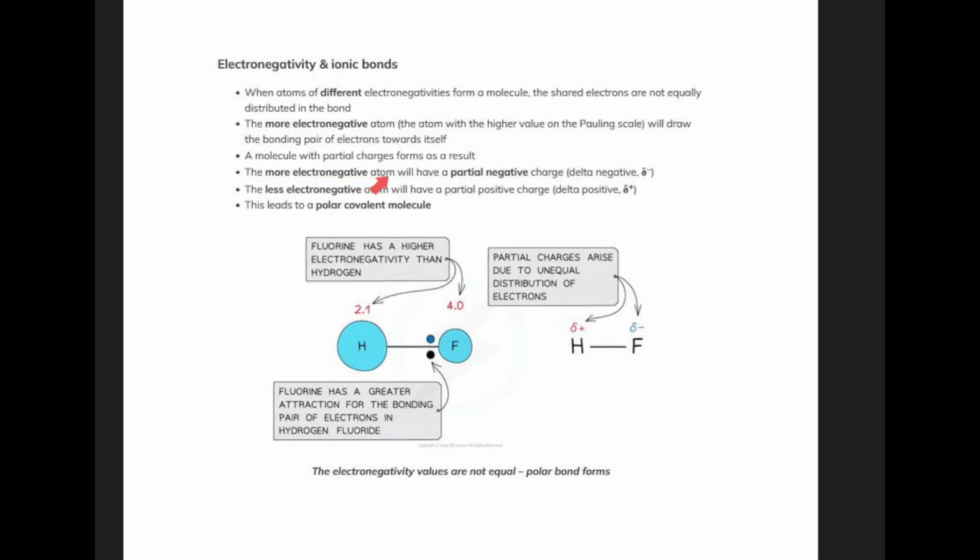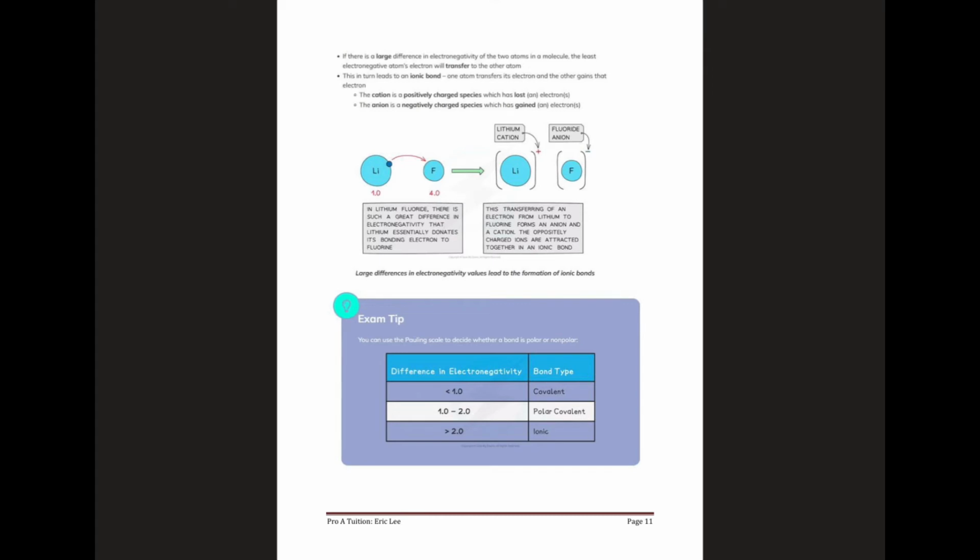The more electronegative atom has a partial negative charge, as in fluorine, we call it delta negative. The less electronegative atom will have a partial positive charge, as in hydrogen. So this is delta positive. At the end we call this a polar covalent molecule, so polar covalent molecule happens in hydrogen fluoride. Okay, let's move on.